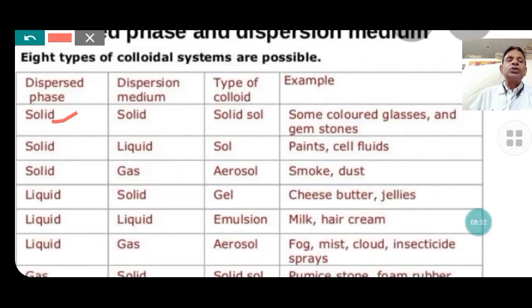Examples are colored glasses, milky glasses, and gemstones. These are a combination of solid into solid. When a solid is suspended in a solid as the dispersed phase, this colloid is called solid sol. An example is colored glasses and gemstones.